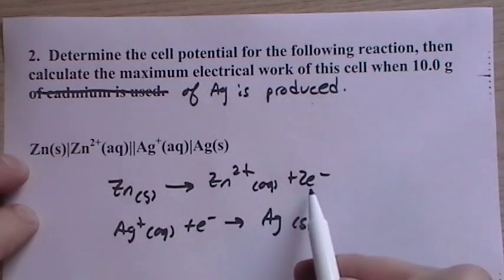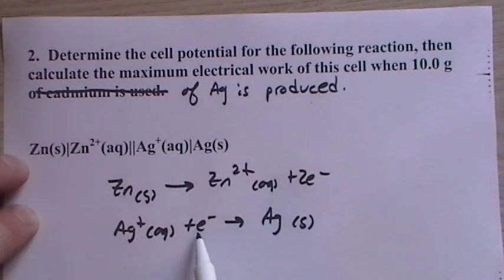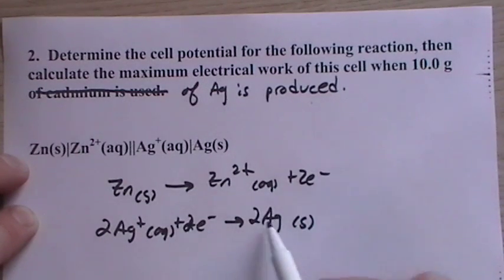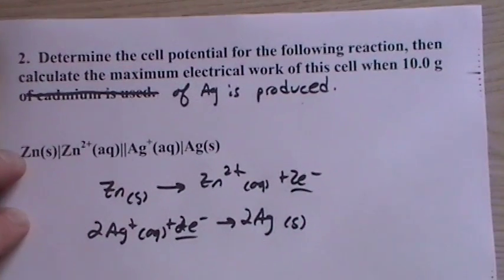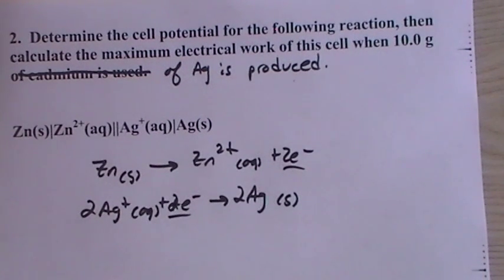Now, we have 2 electrons here, and 1 here, so we're going to have to multiply everything through by 2 to get the same number of electrons to match. Now, if we look at the, did I write it down here? Yeah, I want to double check.